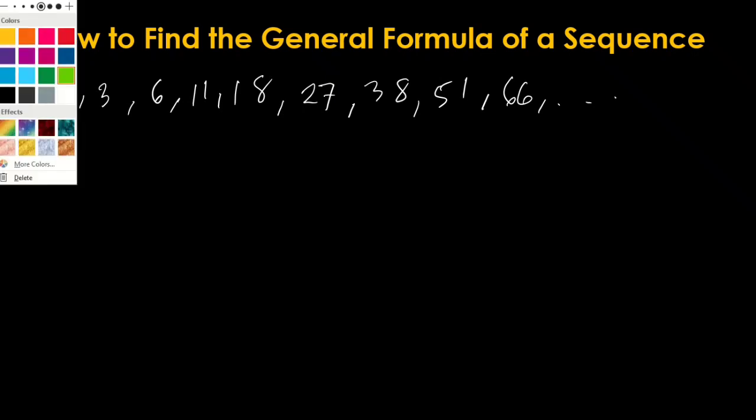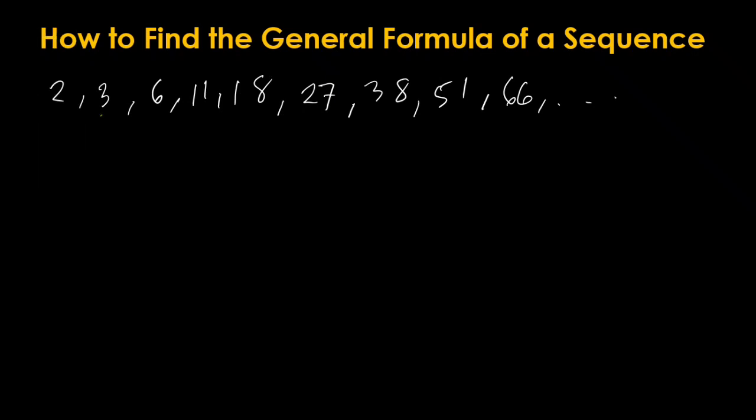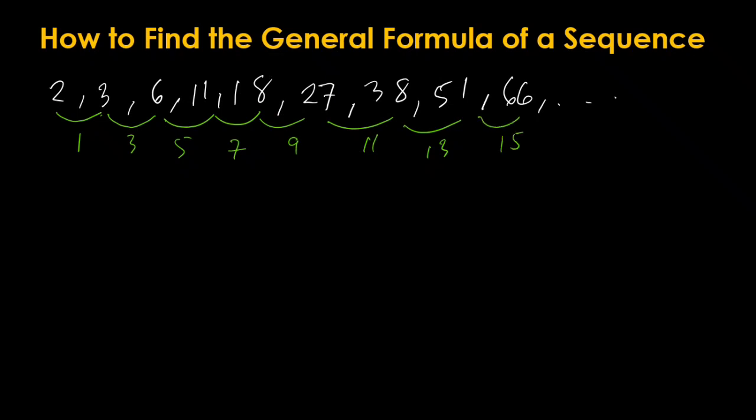Now, let's look at the difference here. This one: 3, 5, 7, 9, 11, 13, 15. So we have a difference of successive odd numbers.